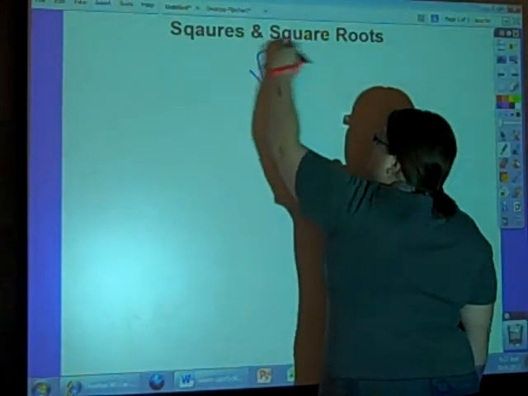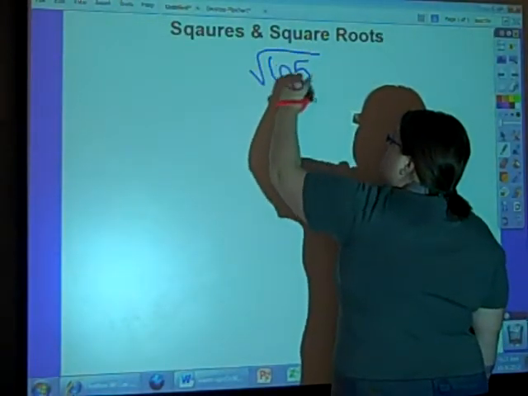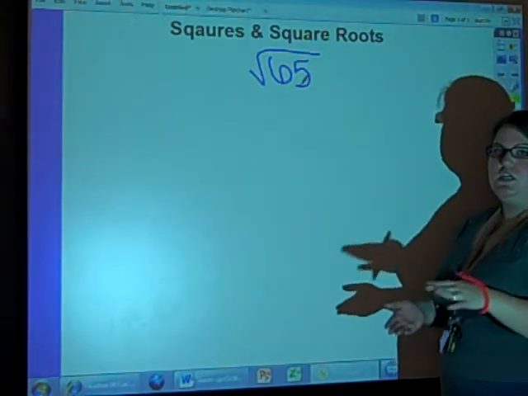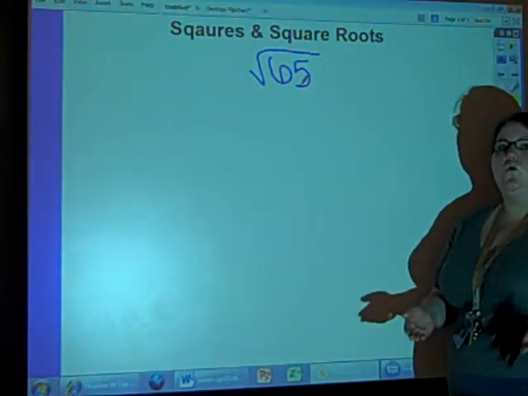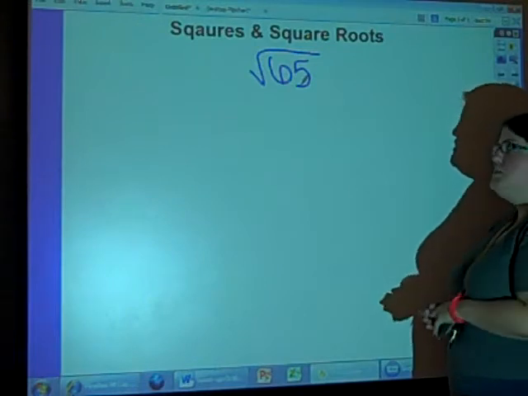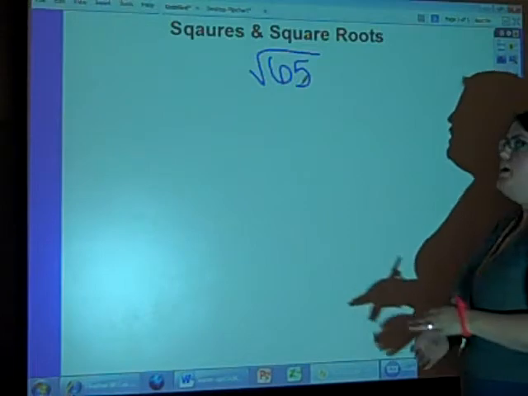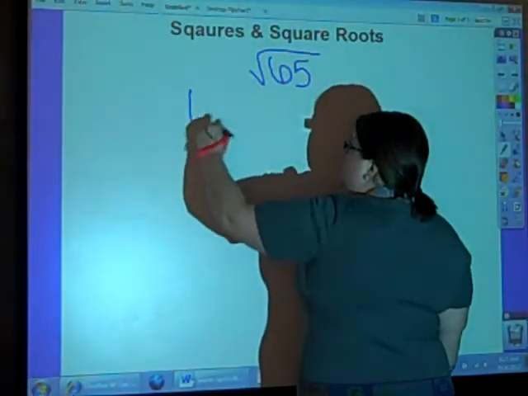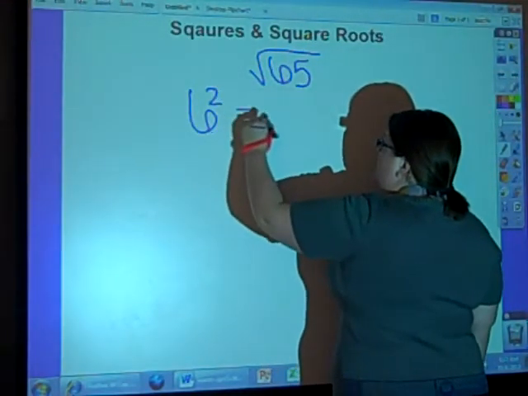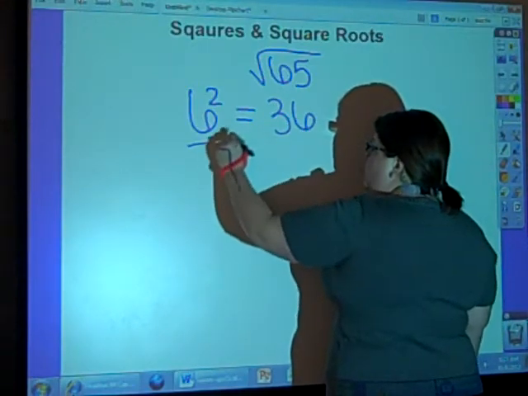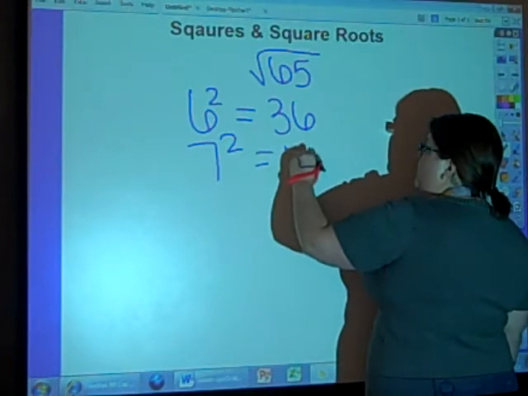So we need to find between which 2 consecutive whole numbers the square root of 65 lies. This is when you need to start thinking about your perfect squares, taking whole numbers and squaring them and seeing what you get. We can start a little bit smaller and work our way up. Let's start at 6 squared. 6 squared is 6 times 6, and that's 36. Then we would have 7 squared, which is 7 times 7, and that's 49.